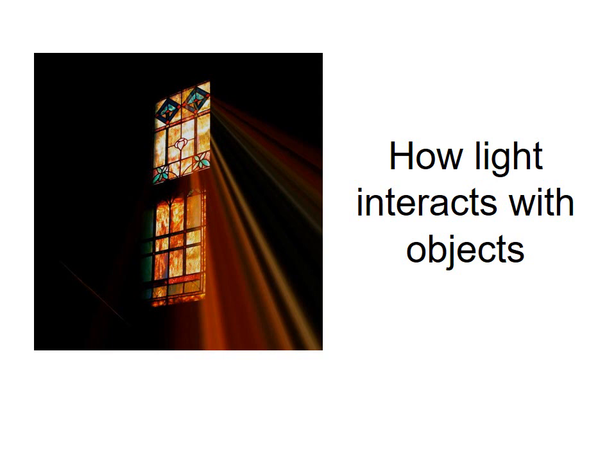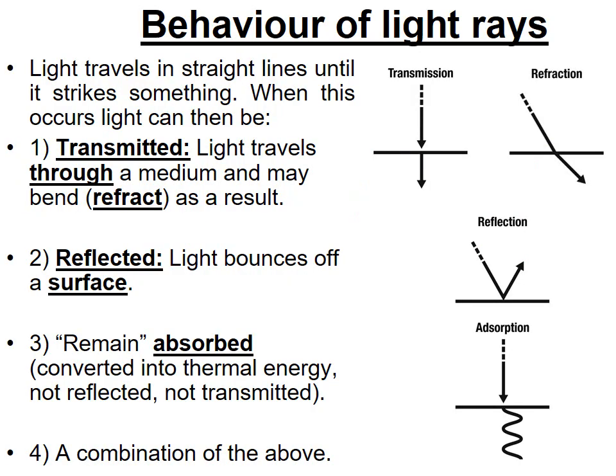So now we're going to take a look at how light interacts with objects. There's three main behaviors that we're going to study for light. There's something called transmitted or transmission, reflected or reflection, and then absorbed or absorption. So when light hits something, three possible things can happen. It can be transmitted, it can be reflected, or it can be absorbed. There's a fourth possibility, that a combination of the three above concepts occurs.